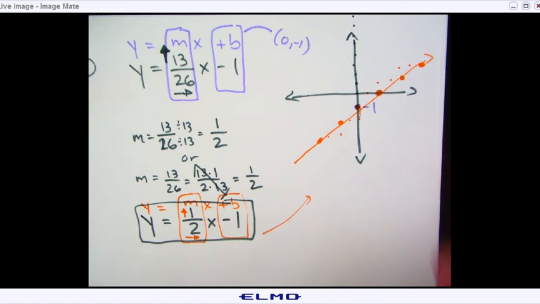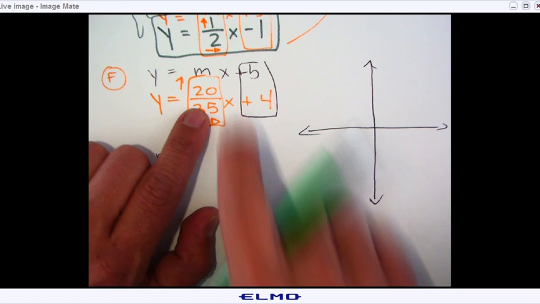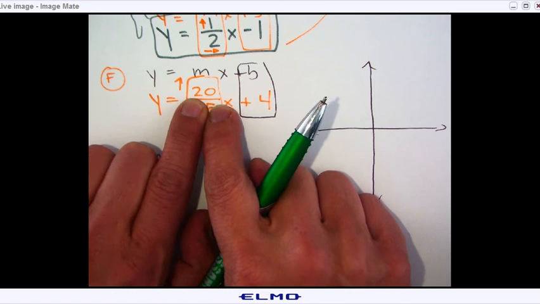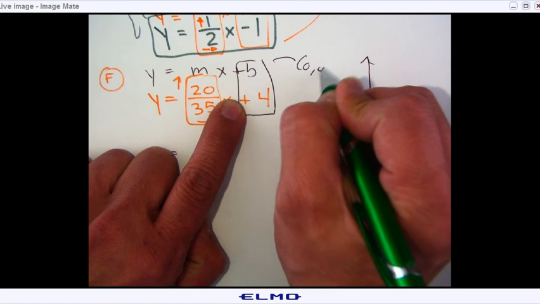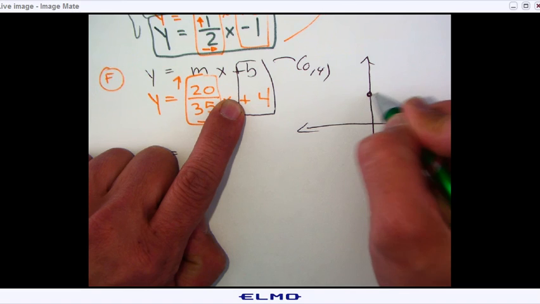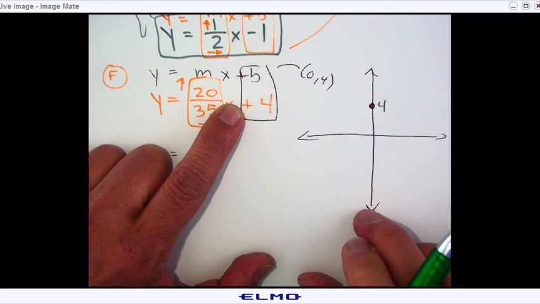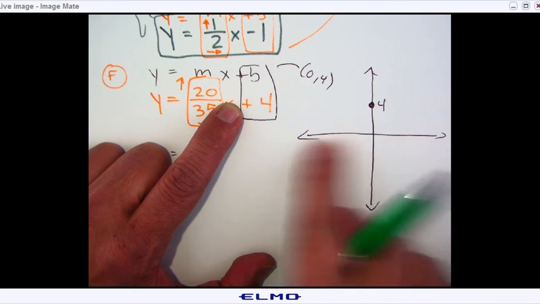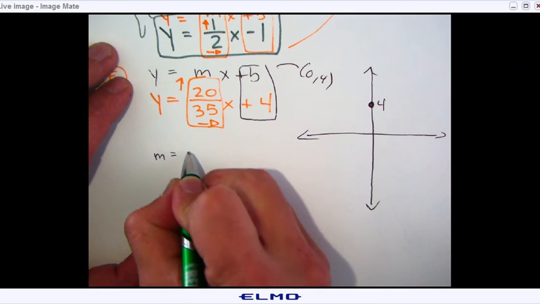I'm going to go ahead and pause for a second so you can copy. On this one, again, 20 over 35 is your m, and your starting point is 0, 4. We know it's going to be right there. There's your 4 on your y-axis. Never on your x. You never start there. And then 20 over 35. So let's go ahead and do it.